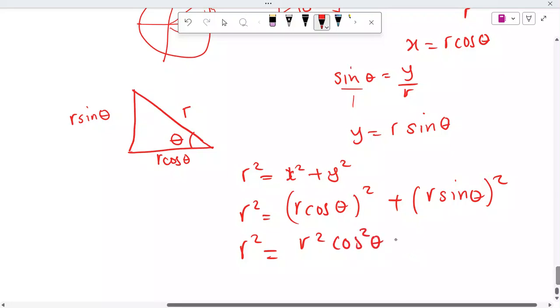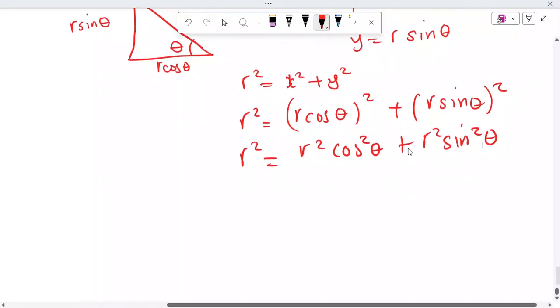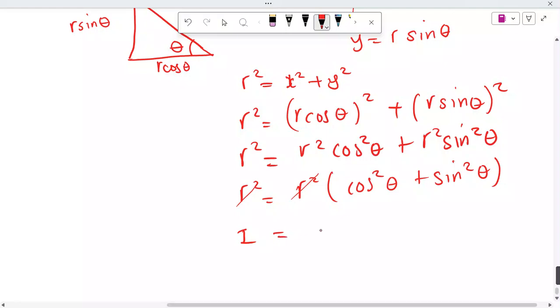So this will be r squared cos squared theta plus r squared sine squared theta. You can factorize r squared. So you have r squared equals r squared times cos squared theta plus sine squared theta. The r squared terms cancel, so there will be just 1 equals cos squared theta plus sine squared theta. So this is the identity.